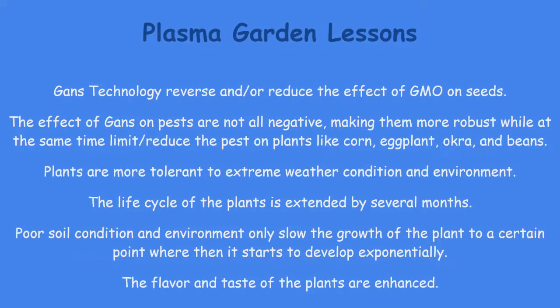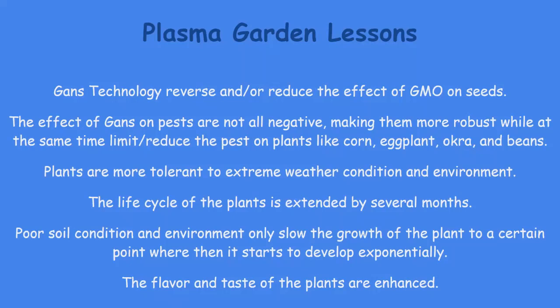Plasma garden lessons. GANS technology reverses or reduces the effect of GMO on seeds. The effect of GANS on pests is not all negative, making them more robust while at the same time limiting and reducing the pests on plants like corn, eggplant, okra, and beans. Plants are more tolerant to extreme weather conditions and environment.